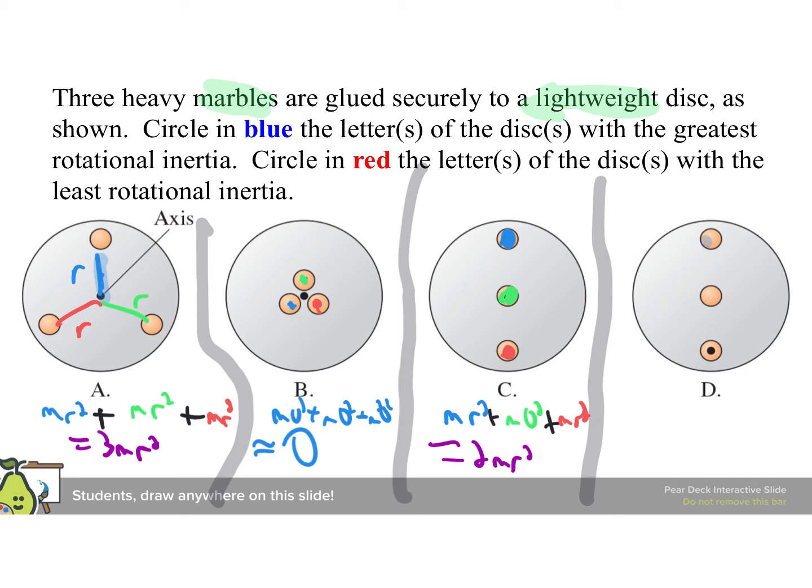And then the interesting one, if this is our blue one, we have m times 2r quantity squared. And if I take this one in green, it's m times 1r squared. And the one in red doesn't actually contribute, so we have m0 squared. Adding all of those up, we have 4mr squared plus mr squared, or 5mr squared. So this is the case with the most, and this is the case with the least.